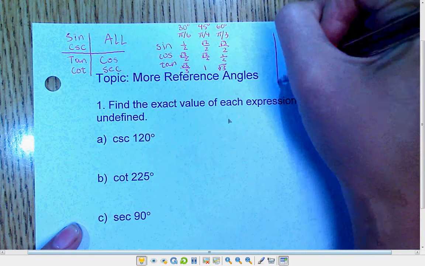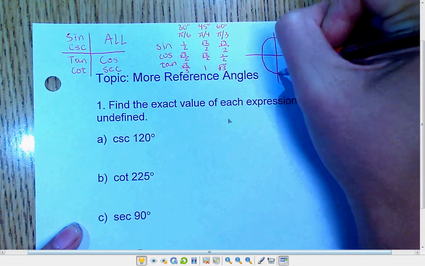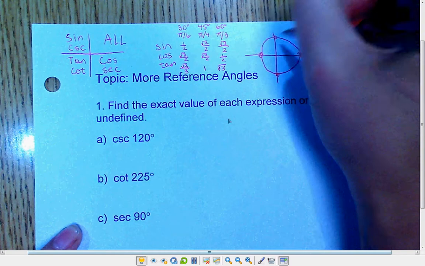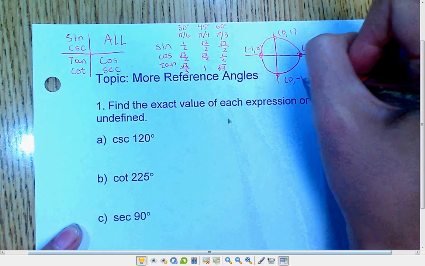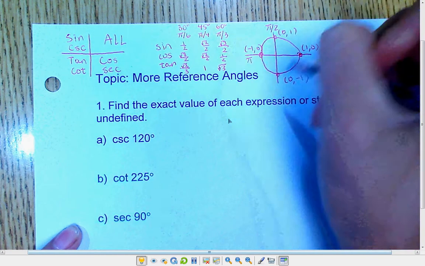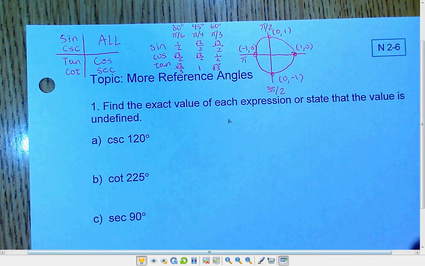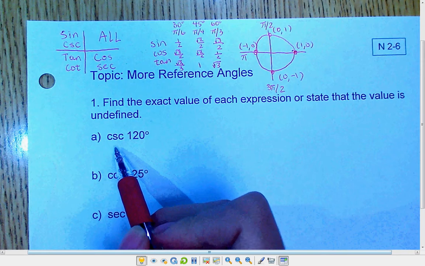And again, my unit circle: (1, 0), (0, 1), (-1, 0), (0, -1). Okay, so again, using the same three things that I've been using to find my trig ratios. Okay, so let's look at cosecant of 120.